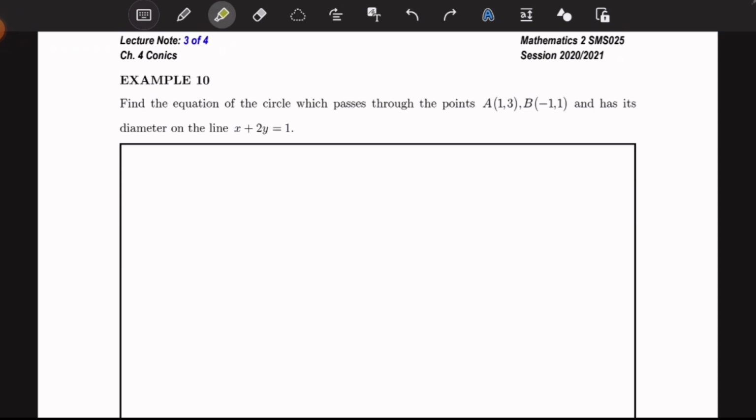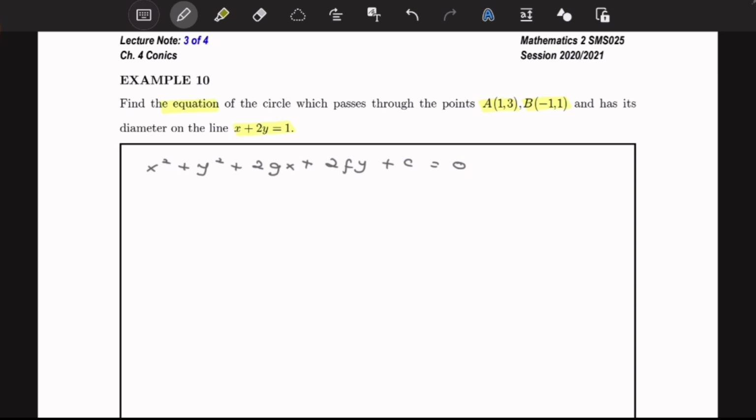Example 10. Find the equation of the circle which passes through point A (1, 3), point B (-1, 1) and has its diameter on the line x plus 2y equal to 1. We are going to use the general equation to solve this question. So the general equation is x square plus y square plus 2gx plus 2fy plus c equal to 0.